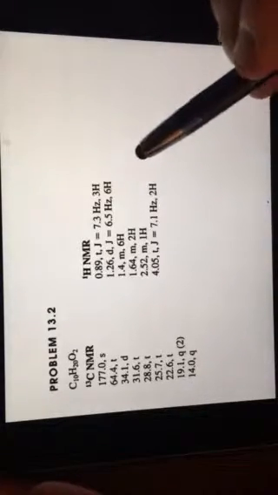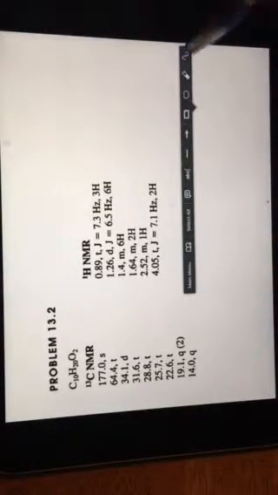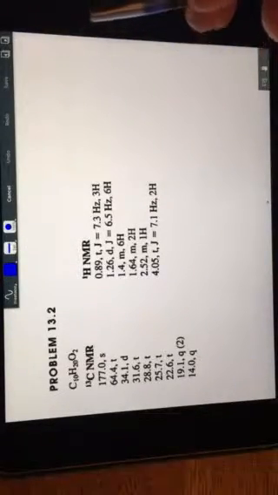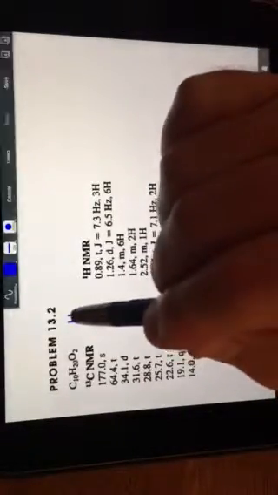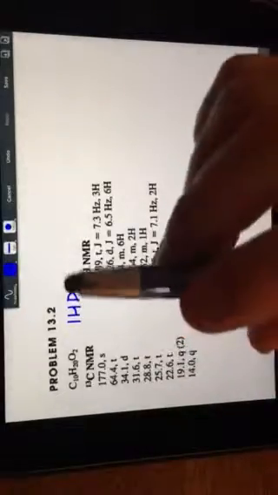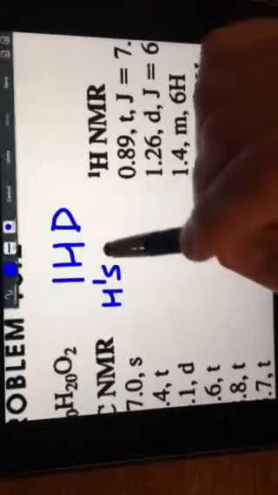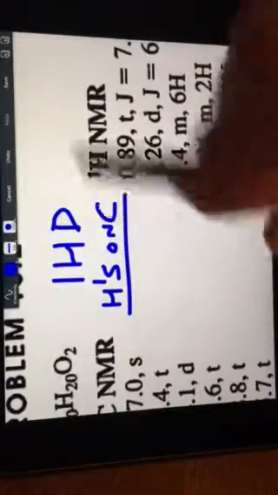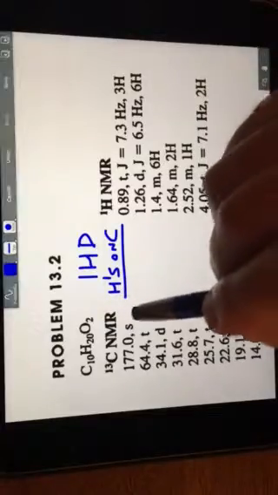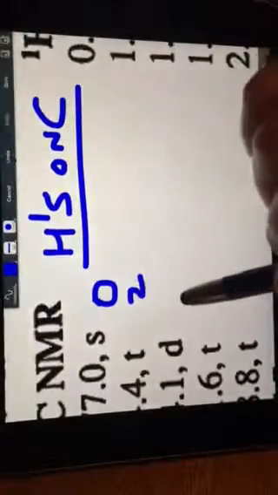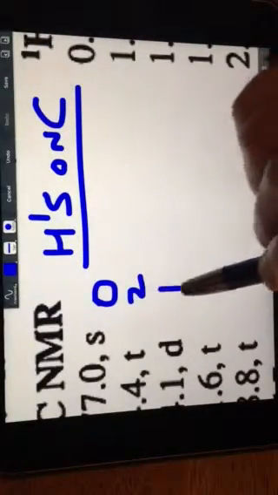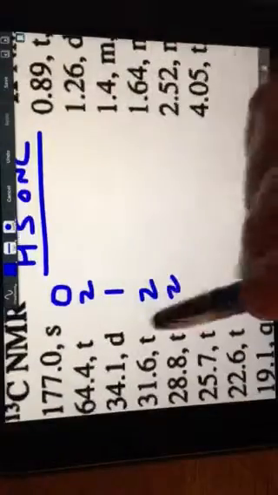Okay, so we're working on problem 13.2. Start this by recognizing that the index of hydrogen deficiency is equal to 1 for this. And as always, we will start by counting the number of hydrogens on carbon atoms. And so we have 0 for a singlet, 2 for a triplet, 1 for a doublet, 2 for our triplets.